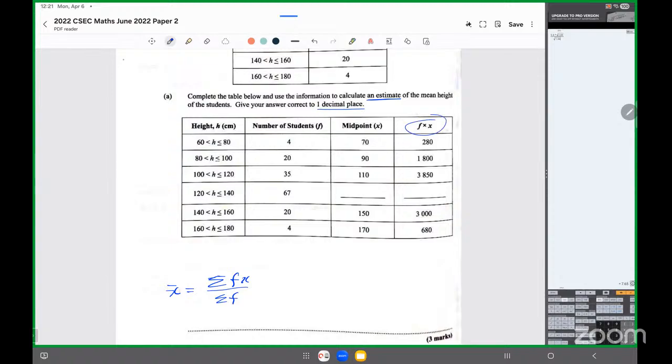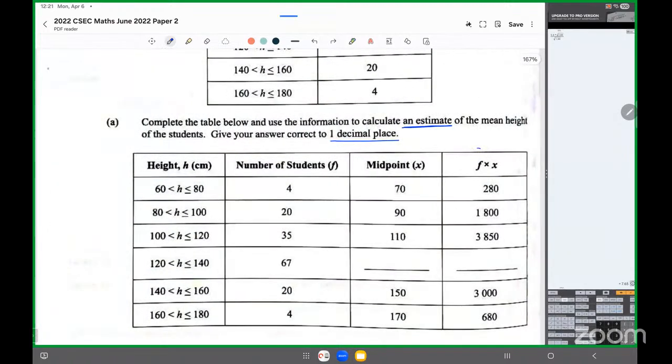This is the fx column, sorry. I like to call it the sum column. It's a way of summing the height of all 150 students. What we are doing here, guys, is using the midpoint values to represent the group. So the assumption is that all 4 students in this group have a height of 70 centimeters, which is the midpoint value for the group, which is not true. And that's why we're only making an estimate.